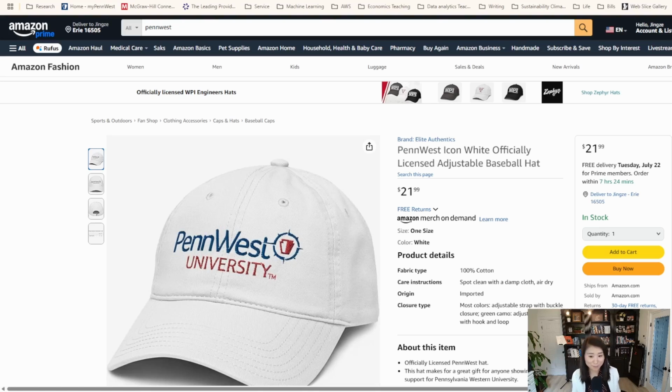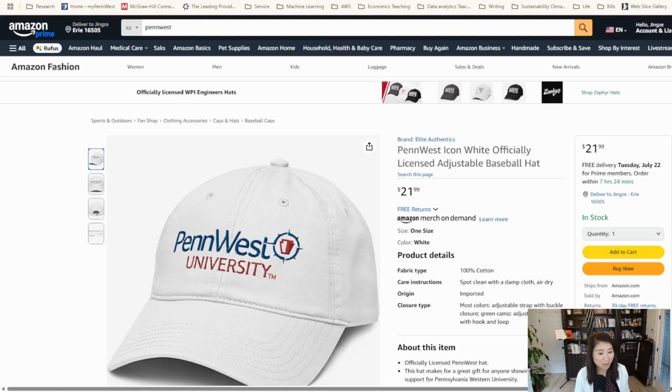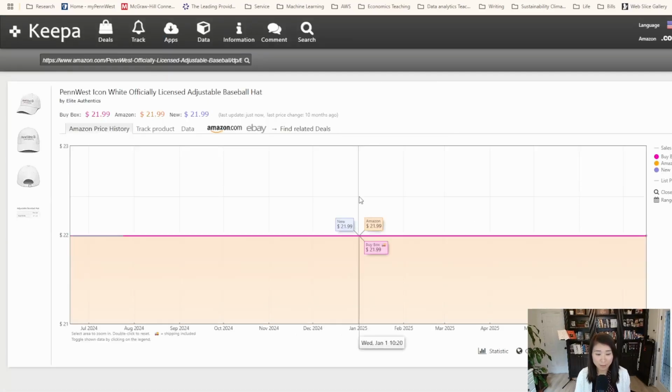Now let's look at another fun item that is related to the university you are earning your degree from. Penn West University's hat. This is such a cute baseball hat. It's $21.99. So is it the right moment to purchase this hat, or is it overpriced or underpriced? To answer this question, we need to look at historical data. Let me show you the historical data.